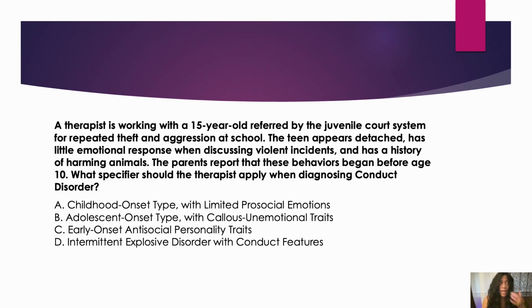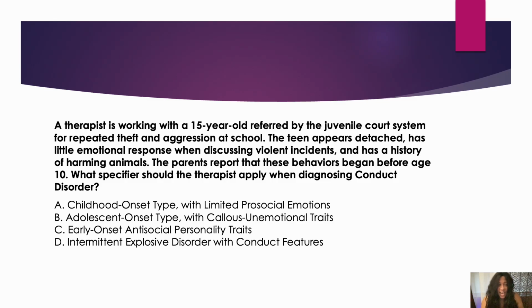In that video, I taught about if it's before the age of 10 and then if it's after the age of 10. Those are how you're going to tell the difference between those specifiers of conduct disorder. Take a look at A, childhood onset type with limited prosocial emotions. Okay, sounds good. Let's come back to that one. We know that that's a specifier. B says adolescent onset type with callous unemotional traits. Now, B is also another specifier, but let's take a look at the rest of them.